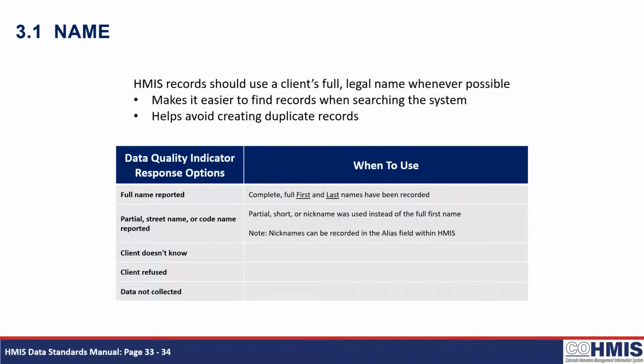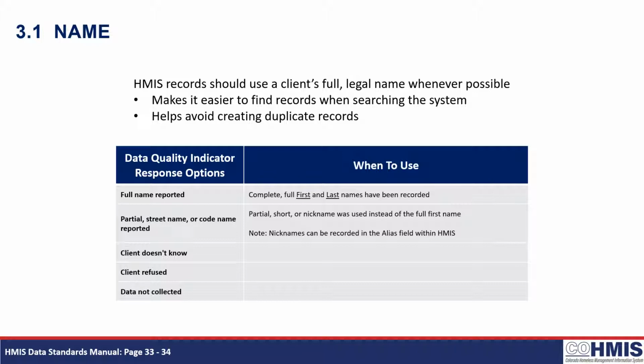All right, the first universal data element is just name. So we record a client's full legal name whenever we can. It just makes it easier to find records when we're searching the HMIS system and helps us from creating duplicate records, which would throw out the numbers that we report experience homelessness in our community.